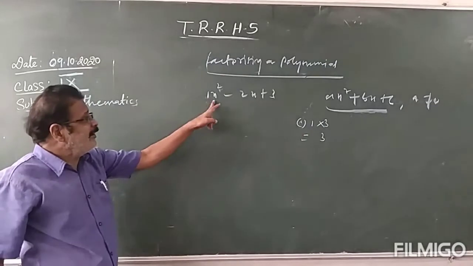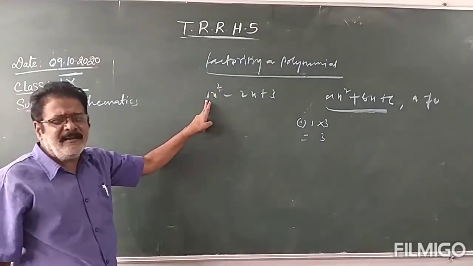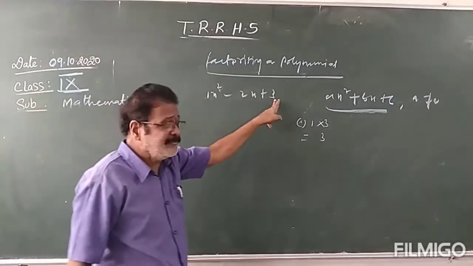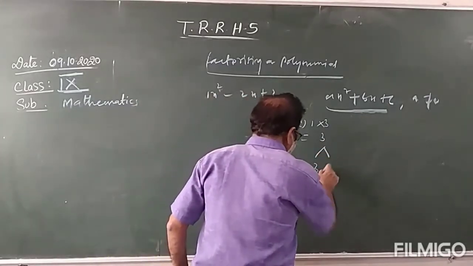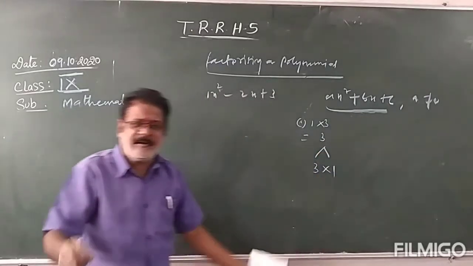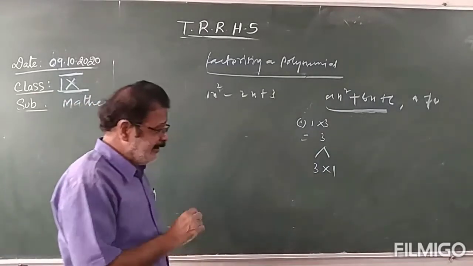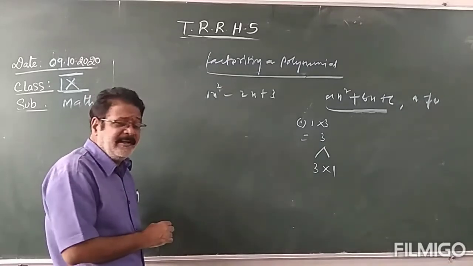The second degree is what? X square. The x square coefficient is how much here? Nothing means nothing is there, you should consider it as 1. 1 into the last term, 1 into 3. This 3 is split into factors. 3 can be split into 3 into 1 only.